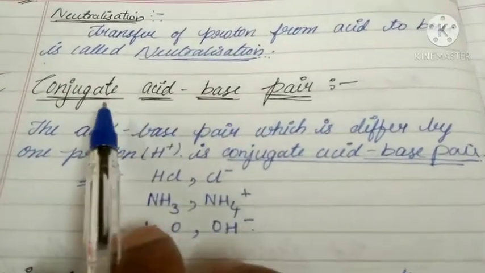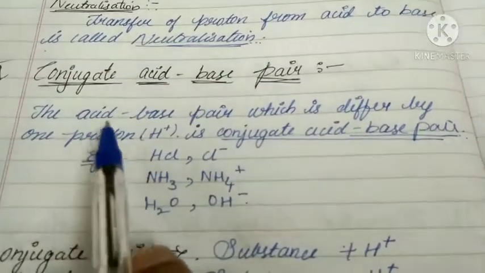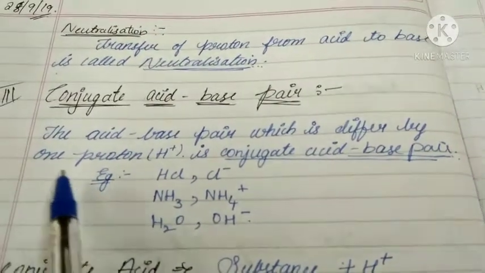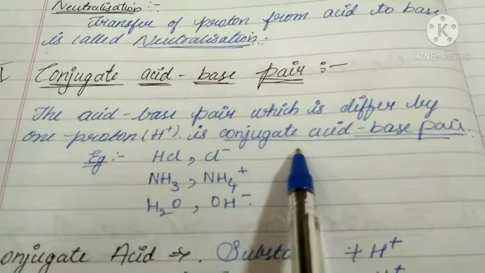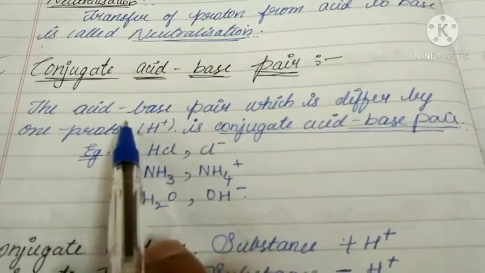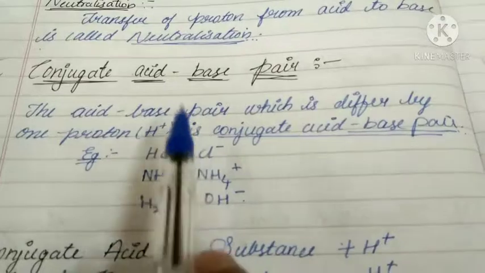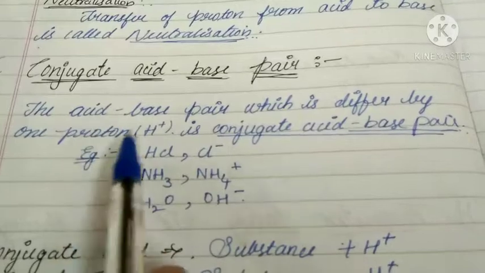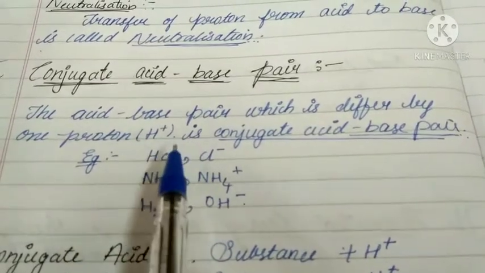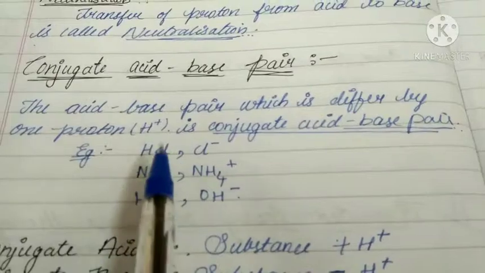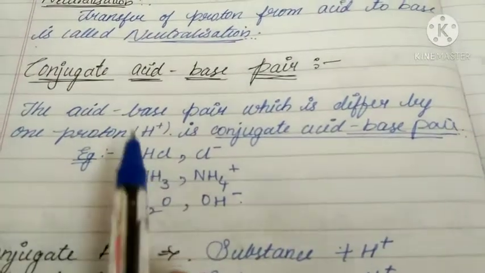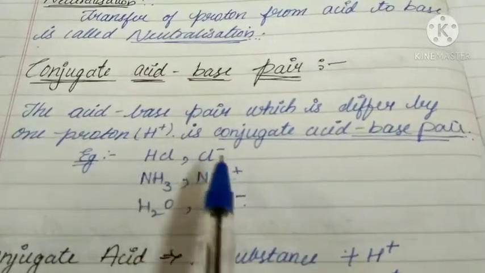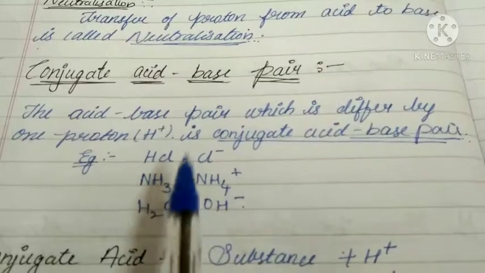First we have to know what? Conjugate acid-base pair. See, the acid-base pair which differs by one proton is called a conjugate acid-base pair. That means two substances should be there. Those two substances should be acid and base, and the difference between those two substances should be 1 H plus. I repeat that point. We have to take two substances. Between those two substances, a 1 H plus difference should be there. Then only those two substances are considered as what? Conjugate acid-base pair.